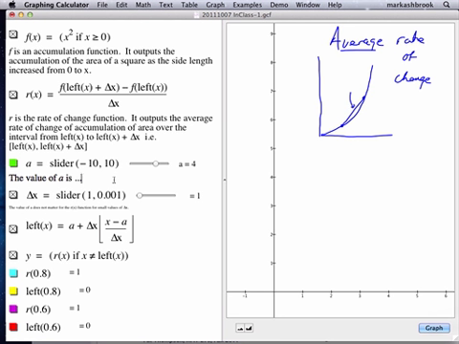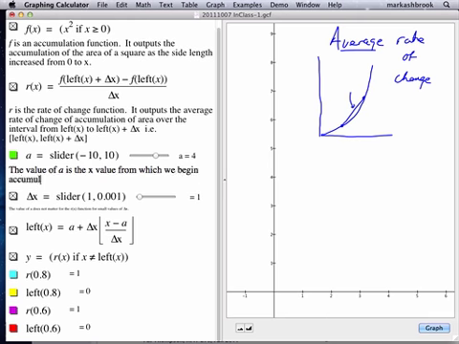Okay, what about a? So now we were looking at a as 0 before, but now I've got a on a slider. What about the value of a? What does that mean? A given x value. So is it an x value or a y value? It's an x value. So what x value is it? Yeah, DJ. Starting x value. It's the x value from which we begin accumulating.